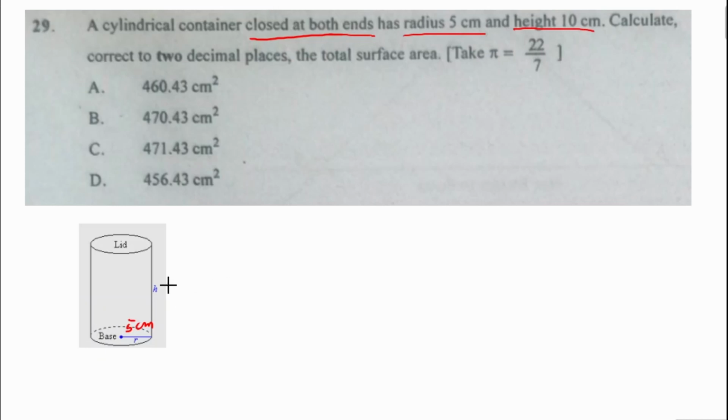So this is 10. And the question is for us to calculate to 2 decimal places the total surface area. So by this, we'll have to first of all think of what the total surface area is. That is why this is a very important information, because the surface area of a cylinder is dependent on whether it is a hollow cylinder, open cylinder, or a closed cylinder.